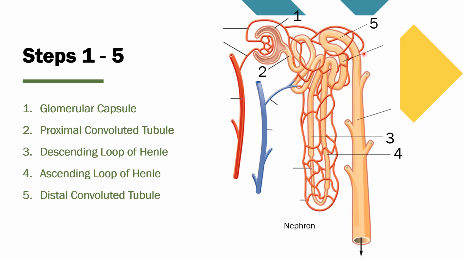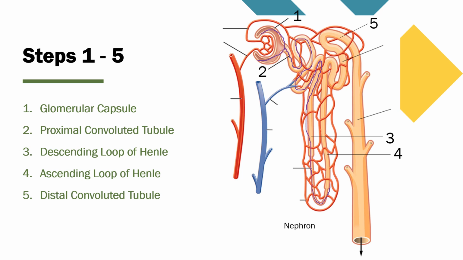Starting out in the glomerular capsule, this is where the majority of filtration happens. Using purple, the tubular fluid is then going to move down into the proximal convoluted tubule. It's then going to follow along all the way to the descending loop of Henle.